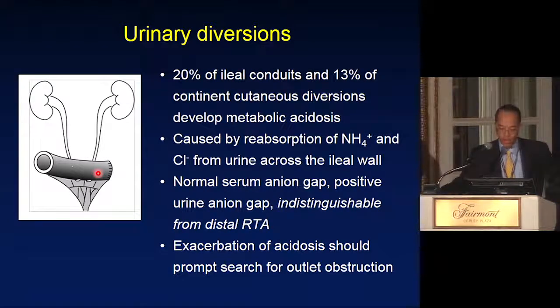They have a normal anion gap acidosis, a positive urine anion gap. Also, the longer the urine is in contact with the intestinal wall, the more severe this reabsorption is. So oftentimes they'll have a chronic, reasonably well compensated acidosis, but they come into hospital with an exacerbation of the acidosis because of obstruction of the outlet for the diversion. So the urine's sitting in the intestinal loop longer than it should.